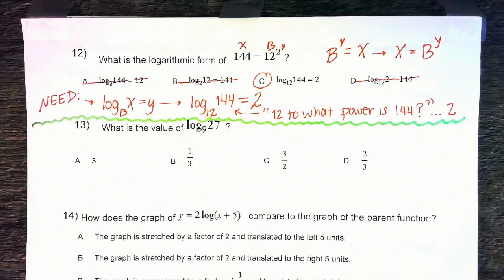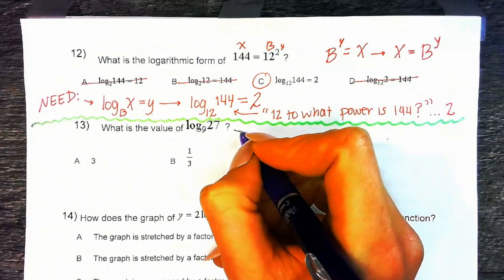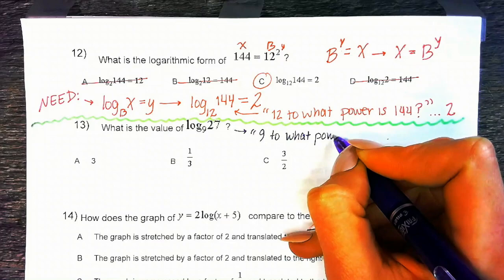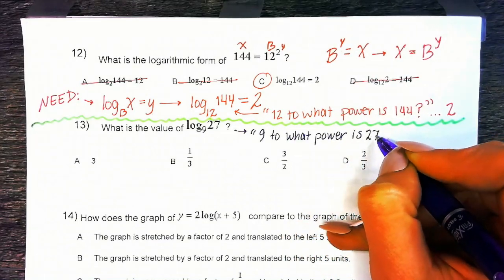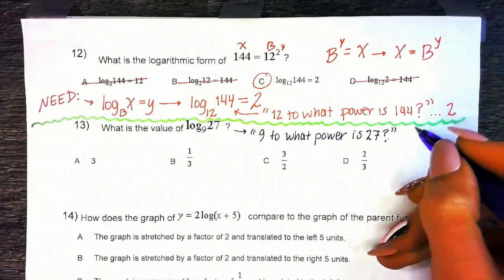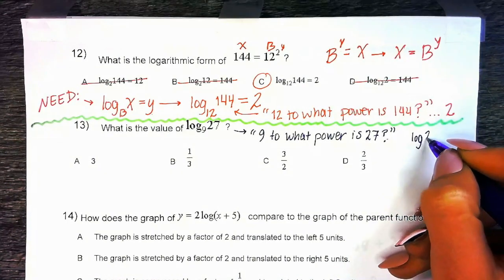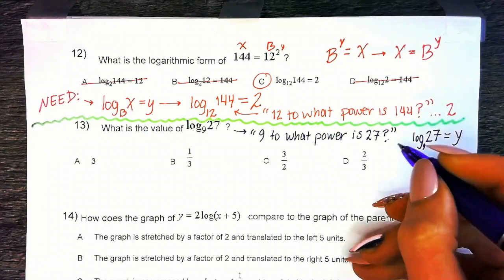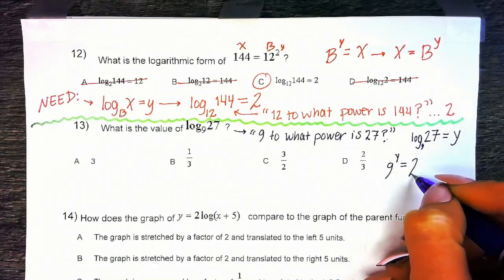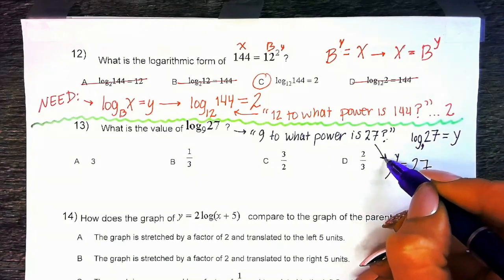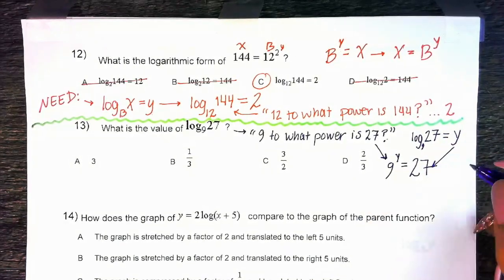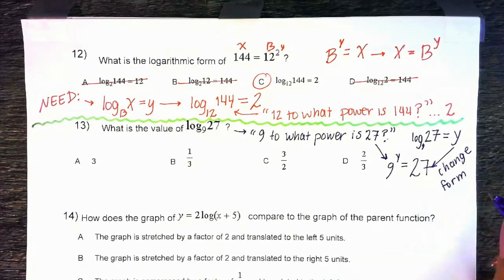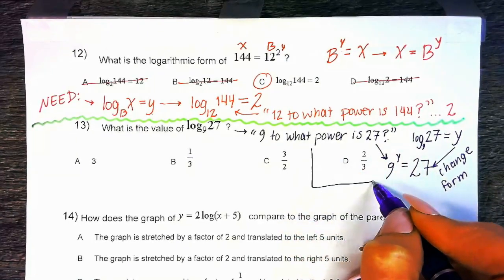To begin this problem, it's important that we ask ourselves, 9 to what power is 27? Now, you don't want to get tripped up and accidentally say 3, because 9 times 3 is 27, but 9 to the third is not 27. In order to solve this problem in the easiest way possible, we're first going to take this log base 9 of 27 and set it equal to y, so we could think of it as a logarithmic equation instead of an expression. This also allows us to turn this around into exponential form instead of logarithmic form.